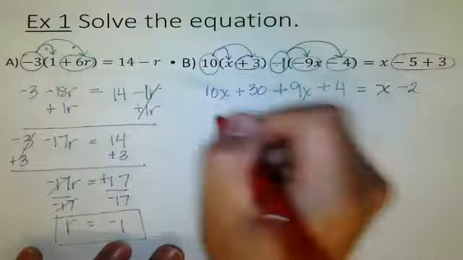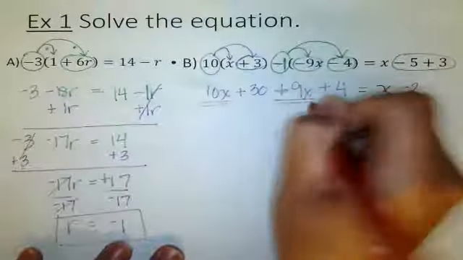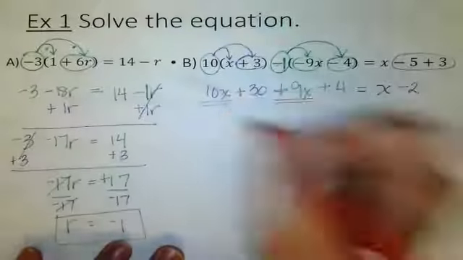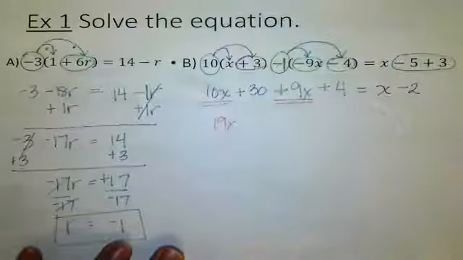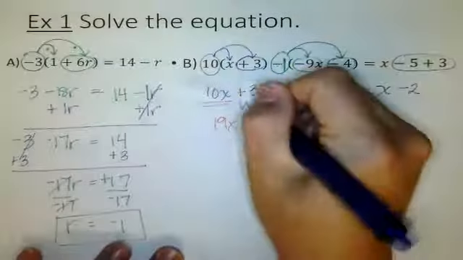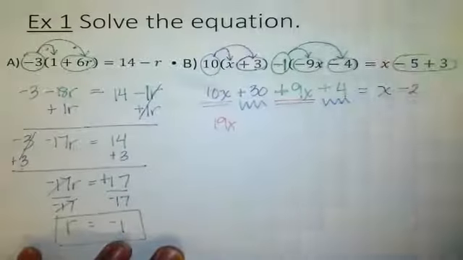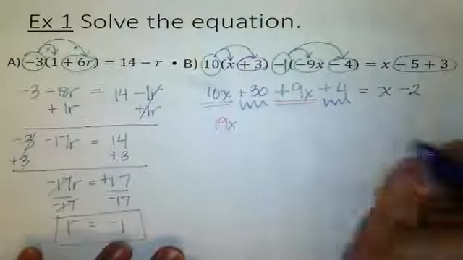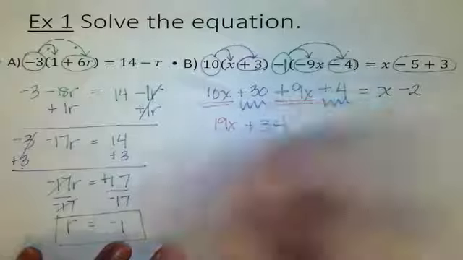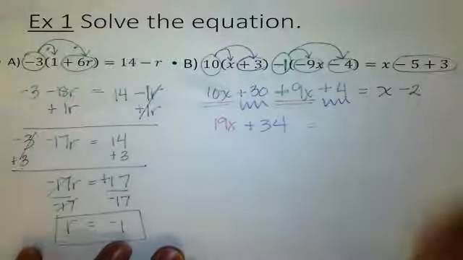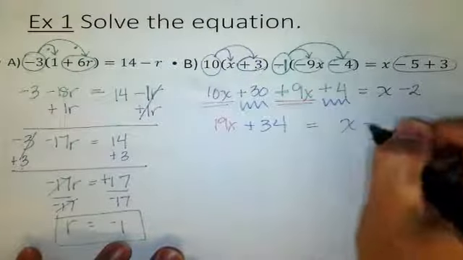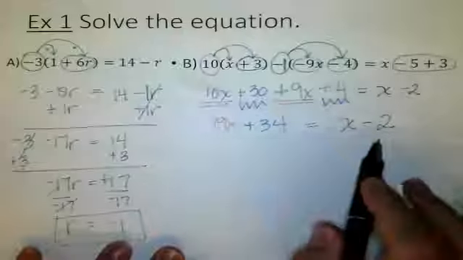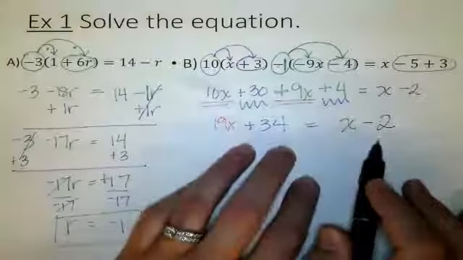Combine like terms. 10x and 9x make 19x's. Positive 30 and positive 4 make positive 34, is equal to that x minus 2. This is a nice neat little package here, all cleaned up.